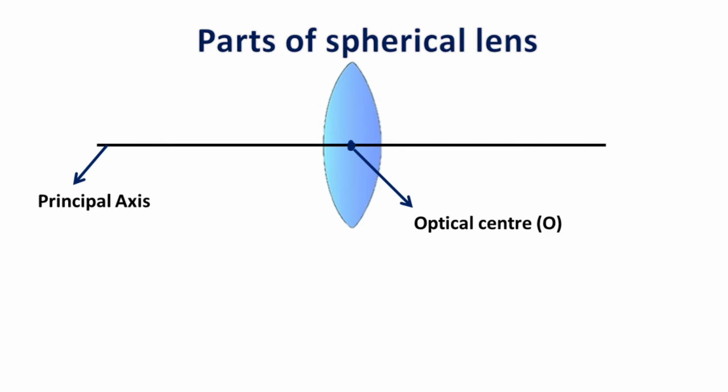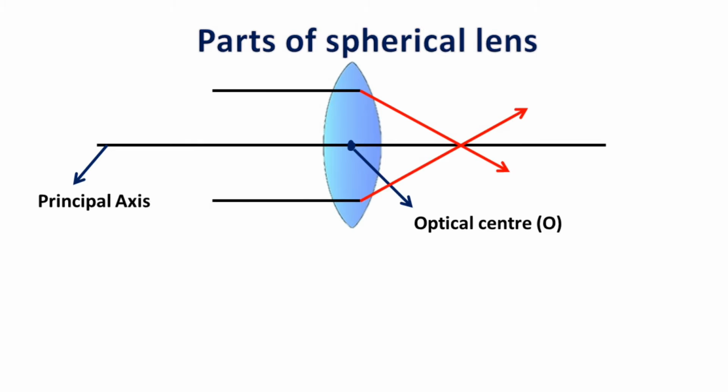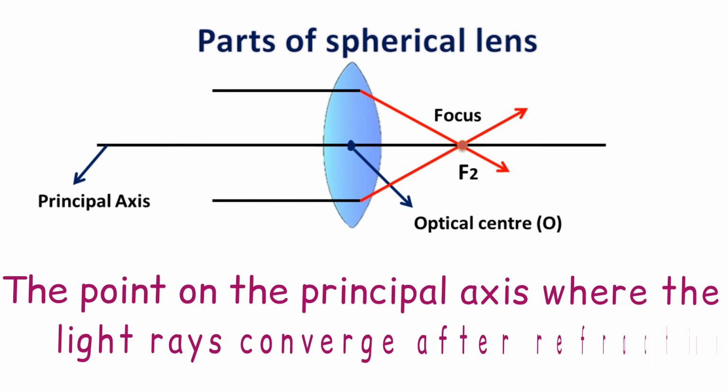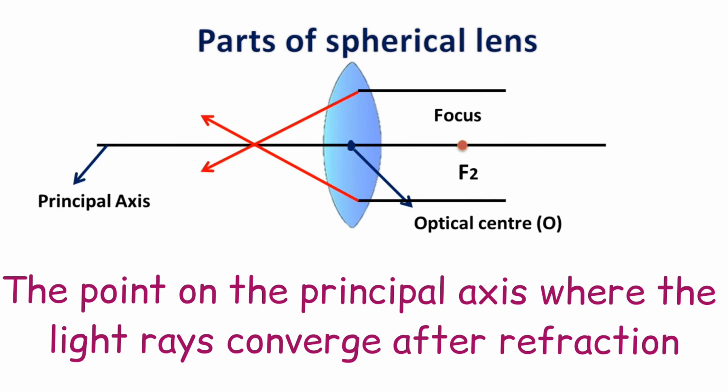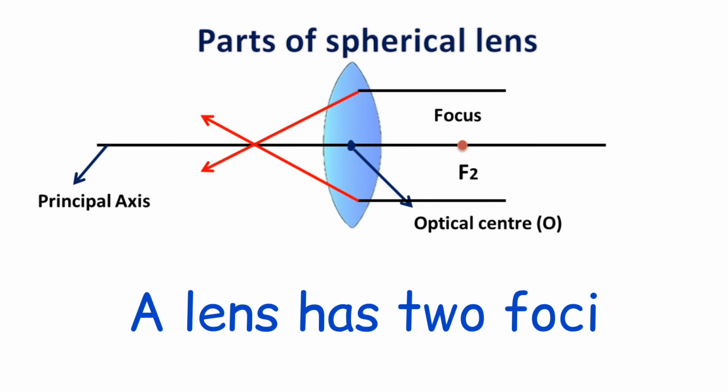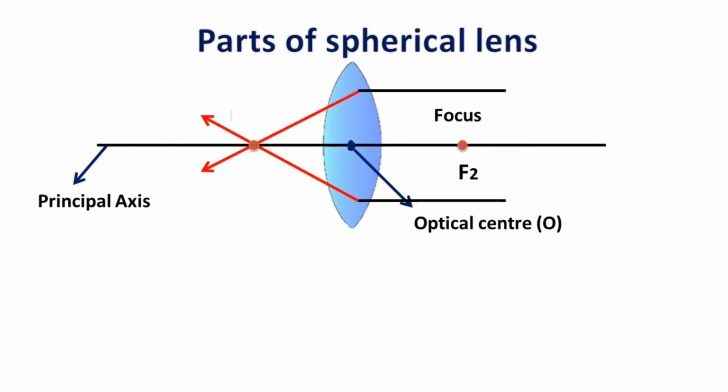We have understood that parallel light rays converge after refraction in a convex lens on the principal axis, and this point is the principal focus of a convex lens. As lens is a transparent material, refraction can take place from either side. So, a lens has two foci, and the two foci of a lens are at equal distances from the optical center. Spherical lenses are formed from the part of a sphere.